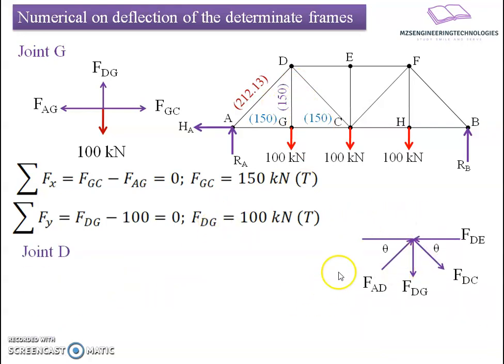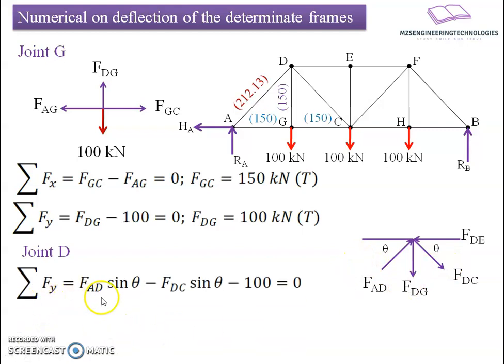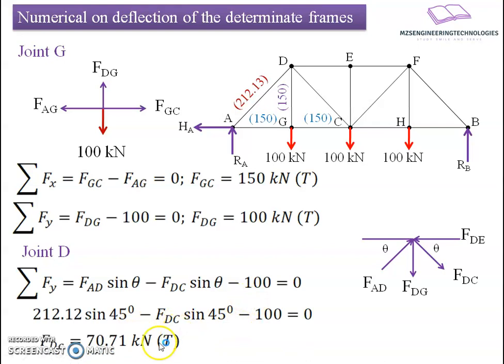If I take a free body diagram of joint D, we have four forces here: FAD and FDG, which we have already calculated from the previous calculation, FDC and FDE being unknown. If we apply summation of forces along the vertical direction, we get the vertical component of FAD, going upward, that's positive, minus FDC sine theta, going downward, that's negative, minus 100 for FDG, going downward. That results in the relation FDC equals 70.71 kilonewton tensile in nature.